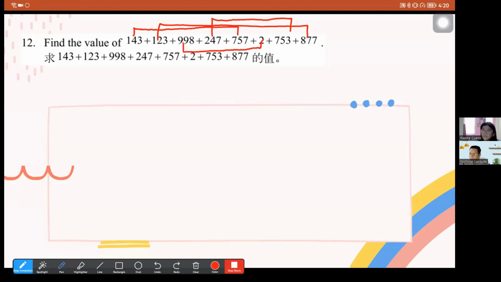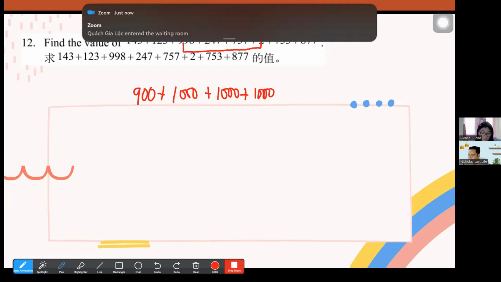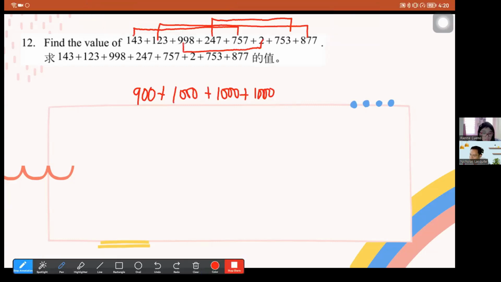And 143 plus 757 is equal to 900, right? We have 900 plus 1000 plus 1000 and then plus 1000. Did you notice? 998 plus 2, 1000. 123 plus 877, 1000. 247 plus 753, 1000. 143 plus 757, 900. So the answer here is 3900.